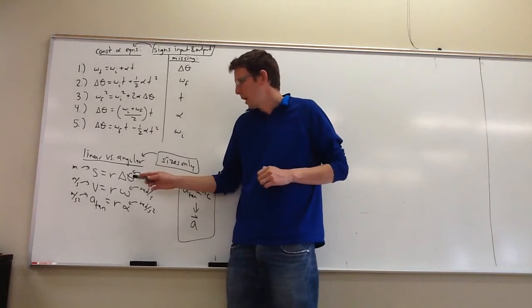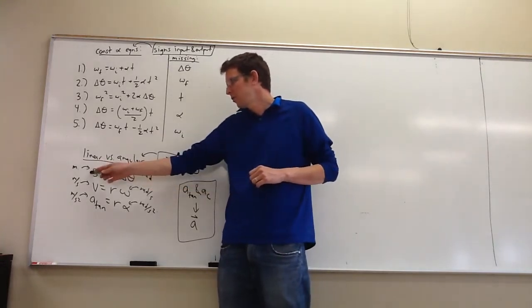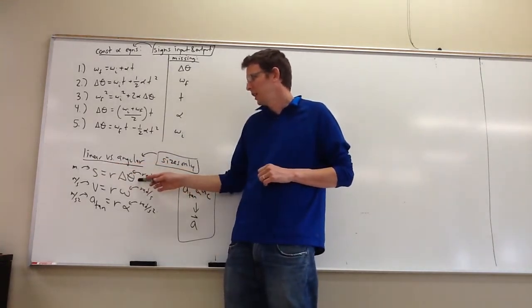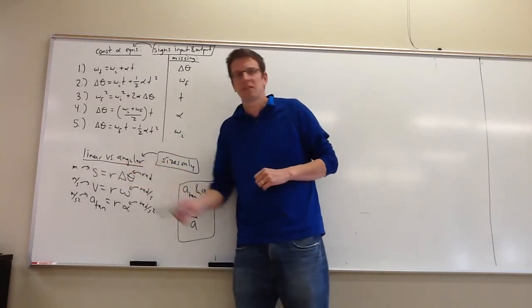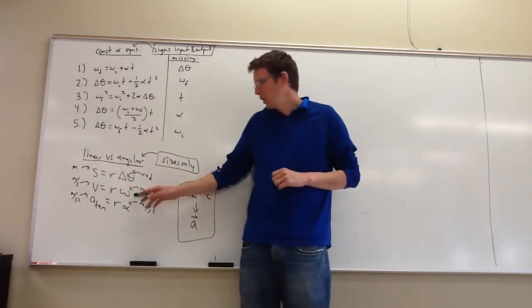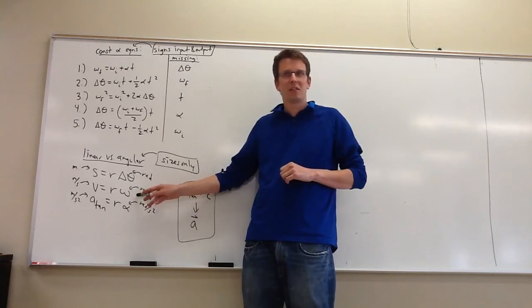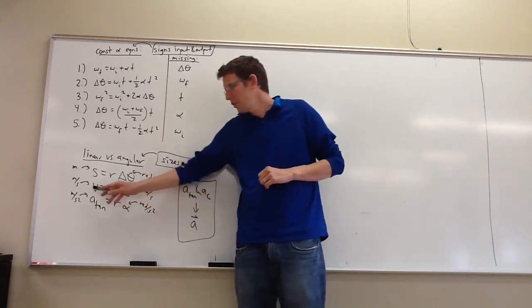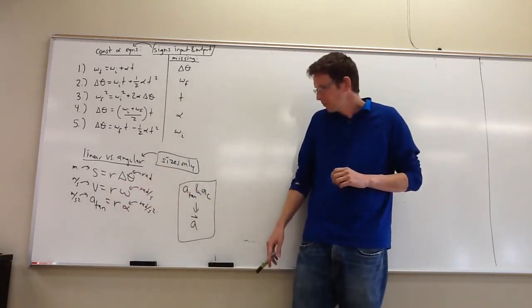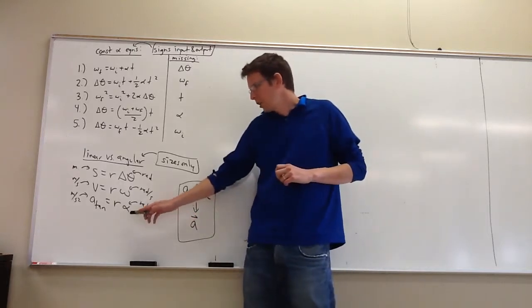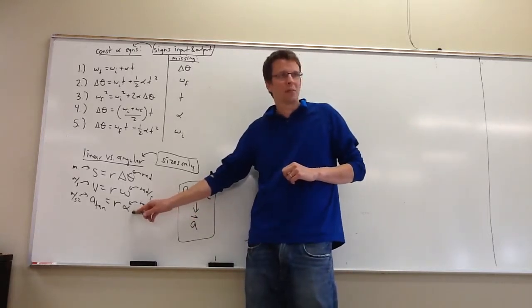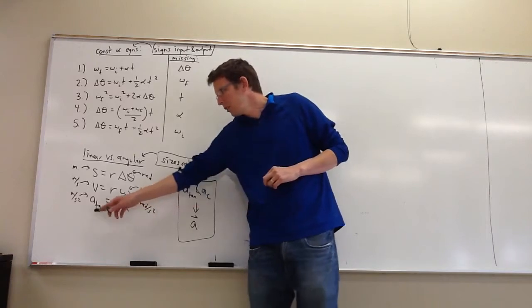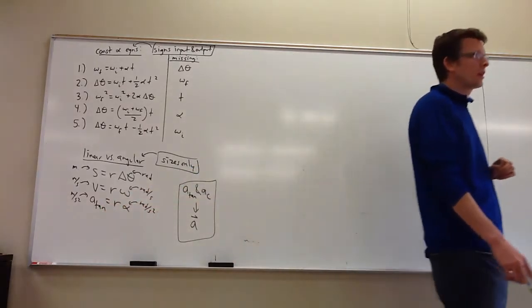So if you want to go from how much angle you've covered to how much distance you've covered, you put the angle in radians, you multiply by r, you'll get the distance in meters. If you want to go from angular speed, how many radians per second you're traveling, you multiply by r, you'll get meters per second. And finally, if you want to go from angular acceleration in radians per second squared, you multiply by r, you'll get a_tan in meters per second squared.